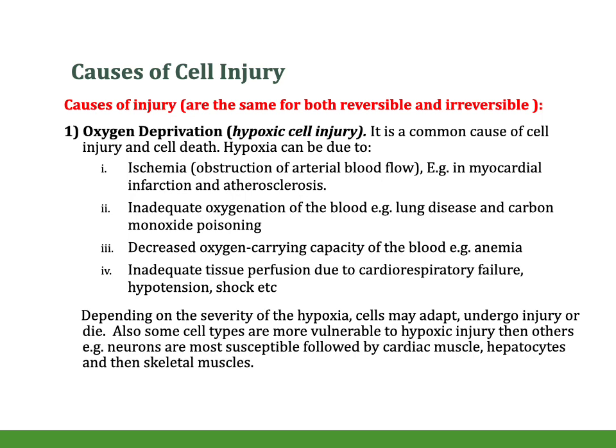Another cause of hypoxia is when there is inadequate oxygenation of the blood. There is proper blood flow. Blood can flow through the different organs, but there is poor oxygenation of the blood. An example is lung disease. So when there is poor exchange of gases in the lungs and a decreased amount of oxygen being delivered through the lungs into the blood, or when there is toxicity of certain gases.